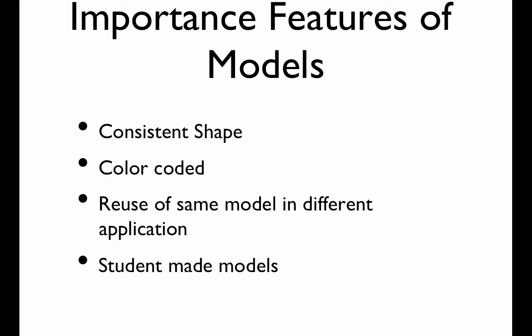Modeling is a powerful strategy for student understanding. There are some things I have found that make models most effective. One is keeping the essence of the model shape similar where possible. Color coding pieces to indicate the macromolecule class is important as students begin to apply characteristics of the macromolecule class to specific situations. Reusing models in different settings increases transfer, and using student-made models is valuable.